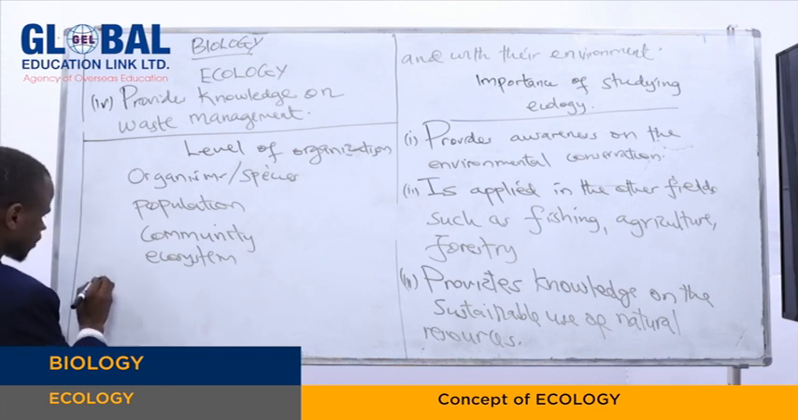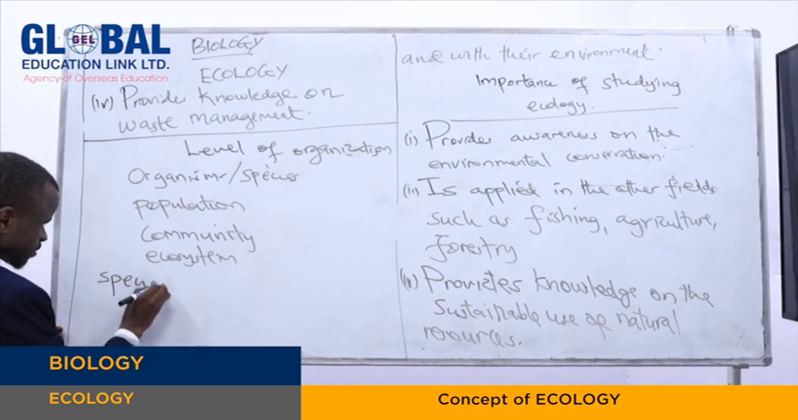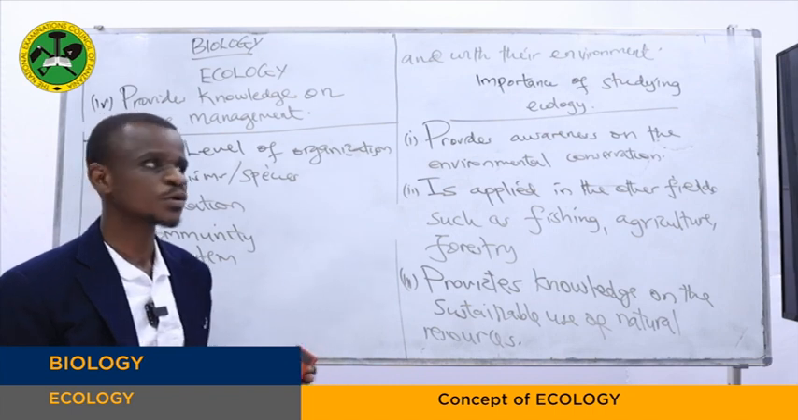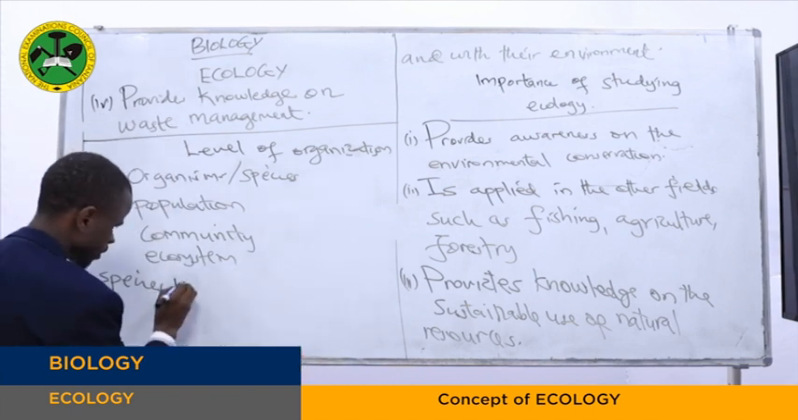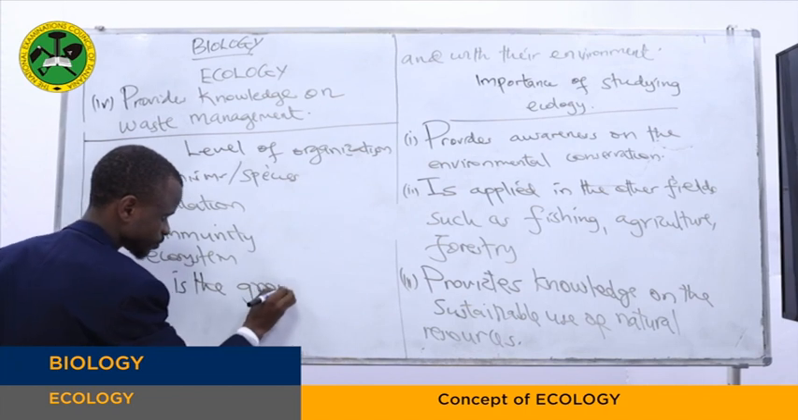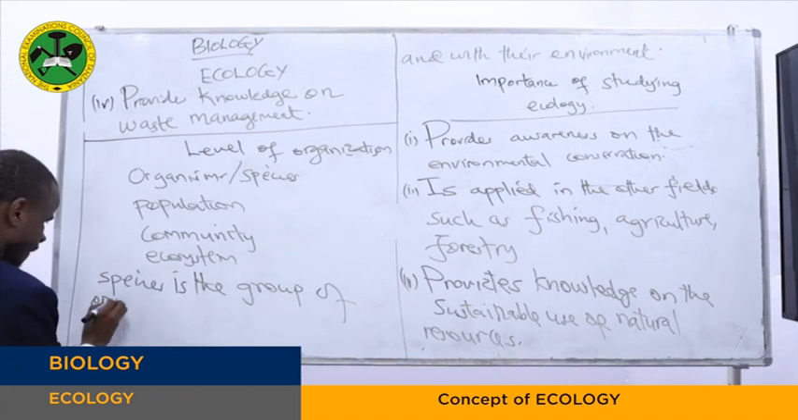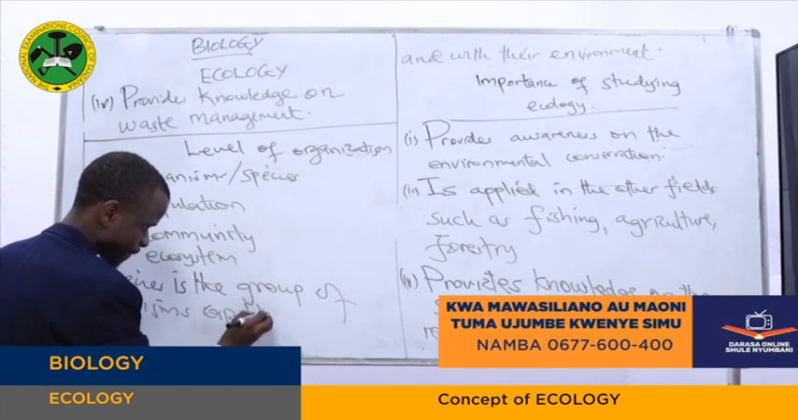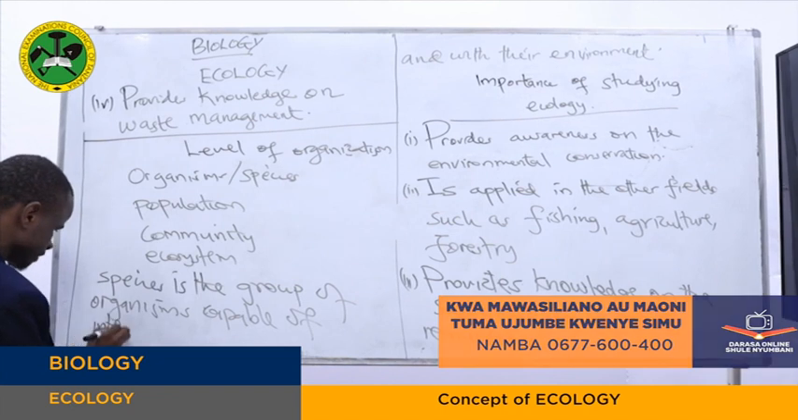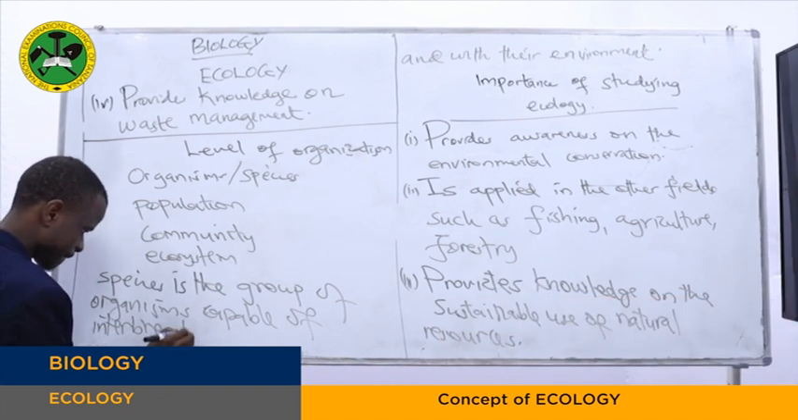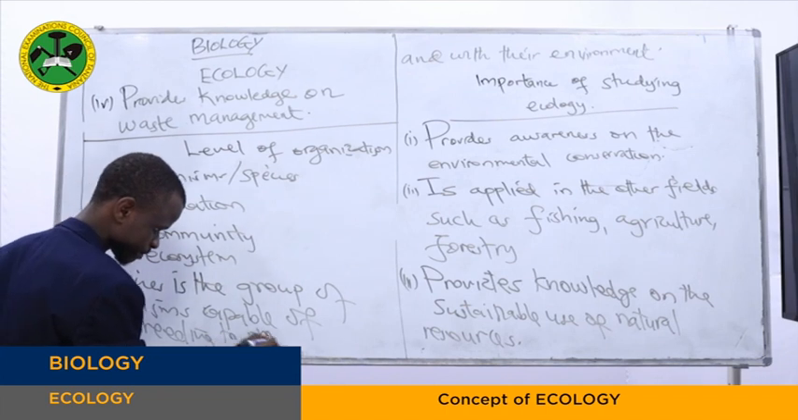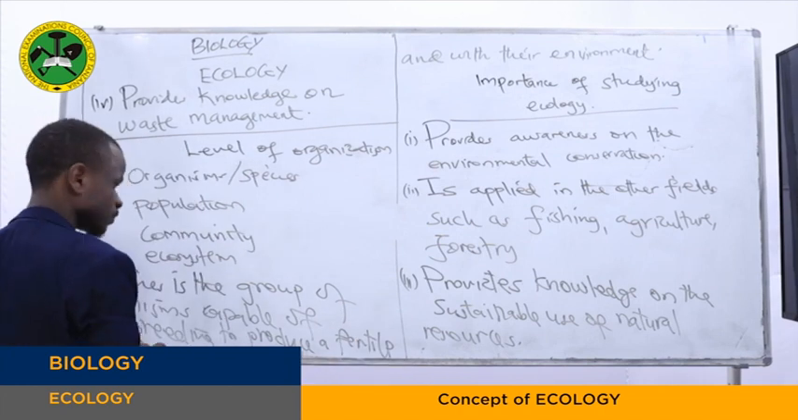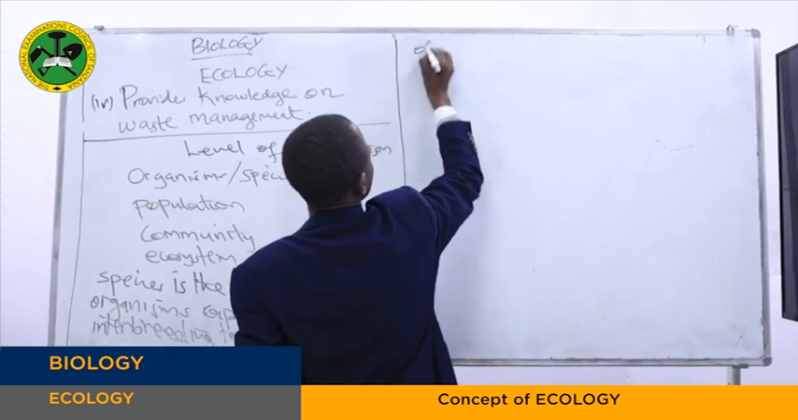My student, a species is a group of organisms capable of interbreeding to produce fertile offspring. Therefore, this is a group of organisms capable of interbreeding to produce fertile offspring.